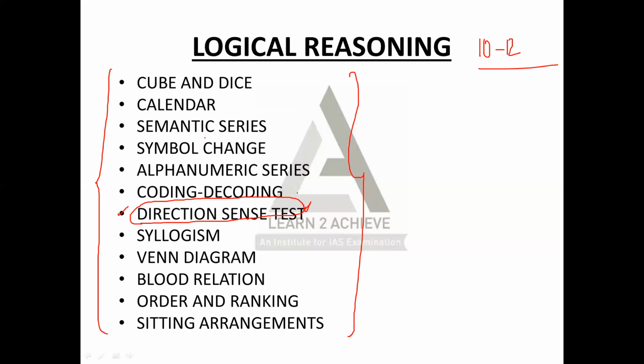Similarly, from semantic series, symbol change, alphanumeric, and coding decoding, every year 3 to 4 questions are definitely asked. When you know that questions are definitely asked from certain topics, you should prepare those topics much more thoroughly. We will be covering these topics. You can pause the video and go through them. By the end of the course, you will be able to do 10 to 12 questions thoroughly and mark them accurately. That would be our focus in the logical reasoning part.